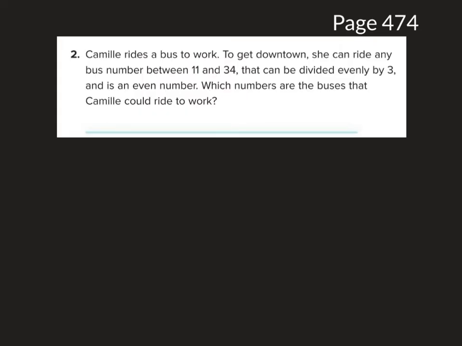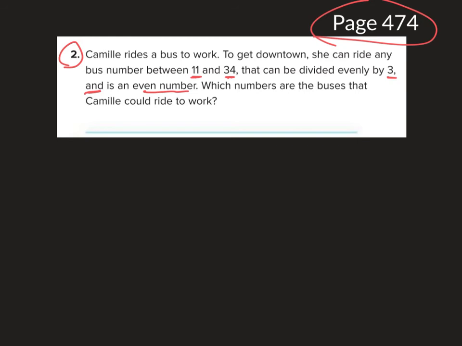All right, I just wanted to do one example quick on page 474. Problem number 2 says Camille rides a bus to work. To get downtown, she can ride any bus number between 11 and 34 that can be divided evenly by 3 and is an even number. Oh my goodness. So which numbers are the buses that Camille could ride to work?